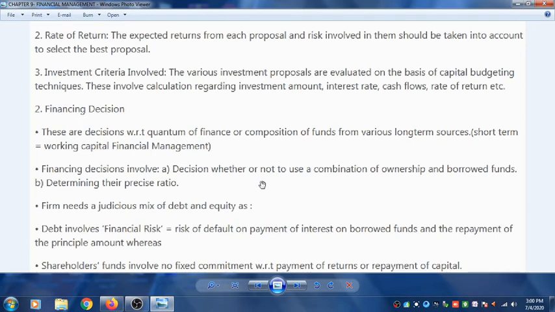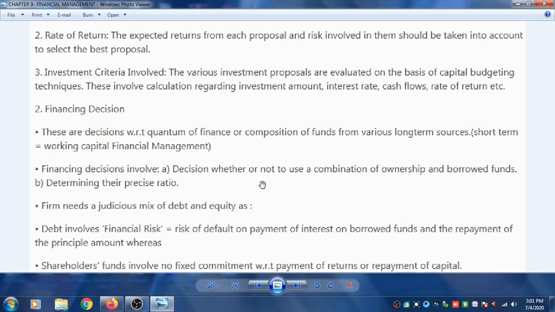The third is investment criteria involved. The various investment proposals are evaluated on the basis of capital budgeting techniques. These involve calculation regarding investment amount, interest rate, cash flow, rate of return, etc.